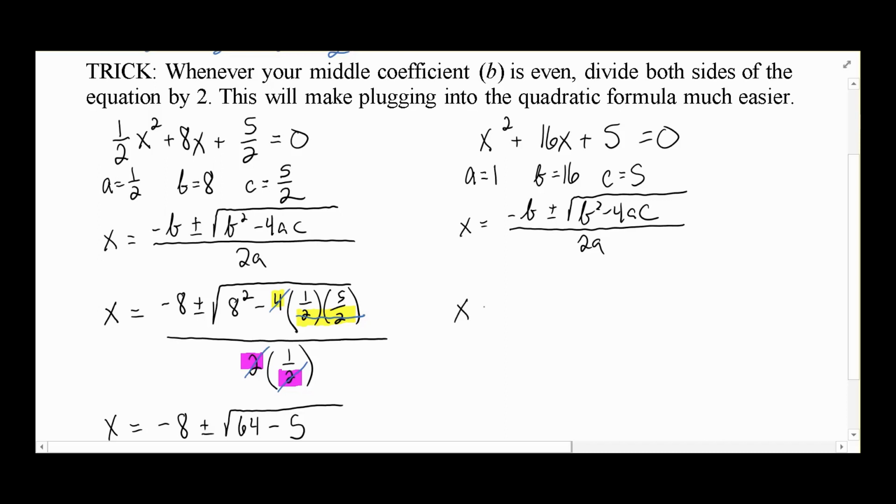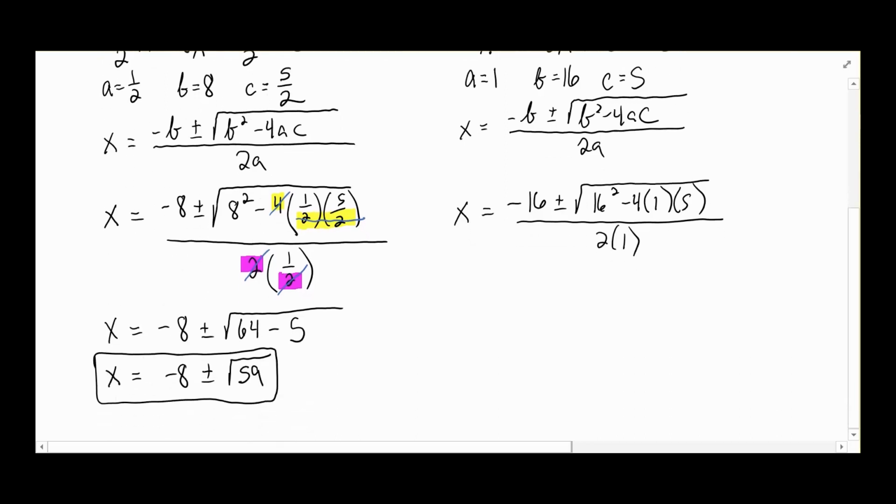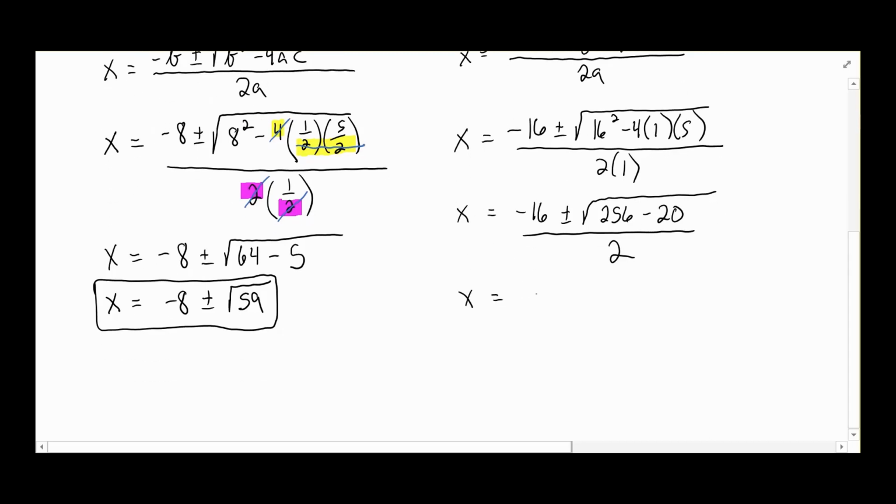So we have the opposite of 16 plus or minus the square root of 16 squared minus 4 times 1 times 5, all over 2 times 1. One of the first things that you're probably going to notice about this variation of the problem is our numbers are going to get big. 16 squared is 256 minus 20 over 2, or negative 16 plus or minus the square root of 236 over 2. Now at this point, this is where we should have been done if we used the trick.